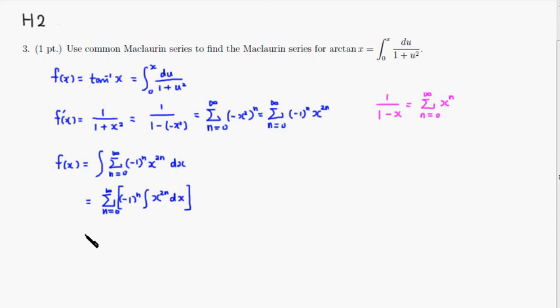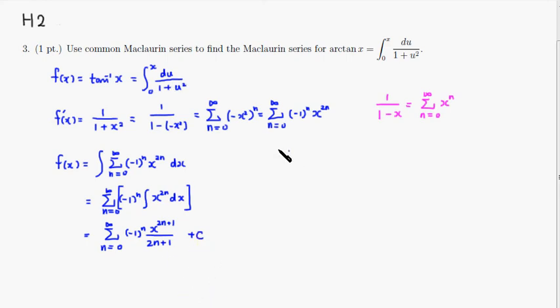Then we just have to worry about taking the antiderivative of x to the 2n dx, all within the summation. So this is a summation, n goes from 0 to infinity, of negative 1 to the n. The antiderivative is: add 1 to the power, so it's x to the 2n plus 1, divided by that power, 2n plus 1. Then you might have a constant at the end, so I'll say plus some constant c.